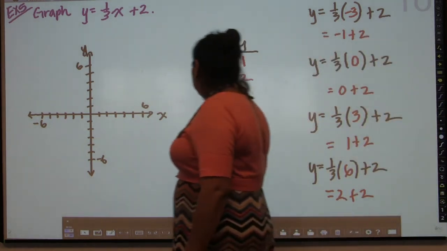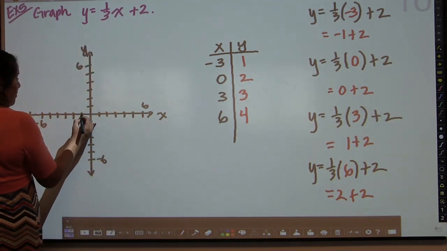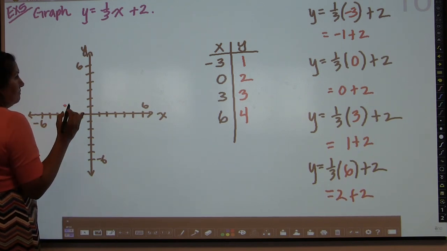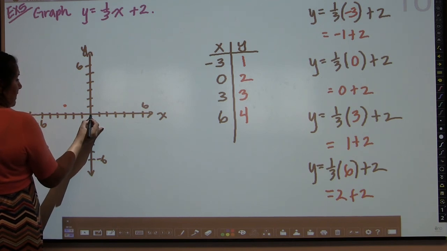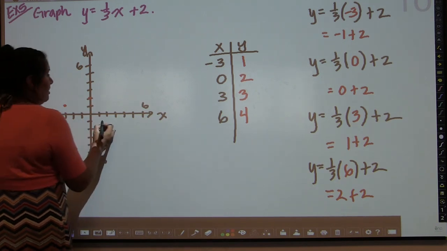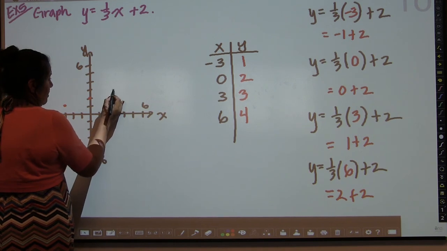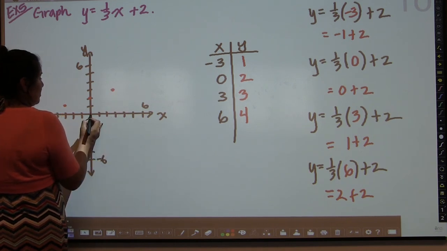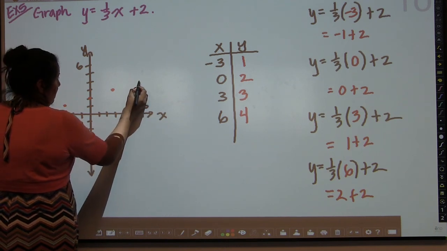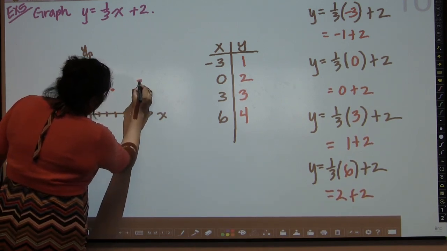Now all we have to do is plot those points over here. Starting at the origin, the point -3, 1 is going to be negative 1, negative 2, negative 3 for the x, and positive 1 for the y, and there's my point. Then the next one, 0, 2. Here's x equals 0, then 1, 2. My next point is 3, 3. Here's 0, I go 1, 2, 3, and then 1, 2, 3. Put my point. The last one is going to start at 0 and go all the way to 6, and then up to 4, which is right about here. There's 4, there's 6. Try to get it as good as you can, okay?